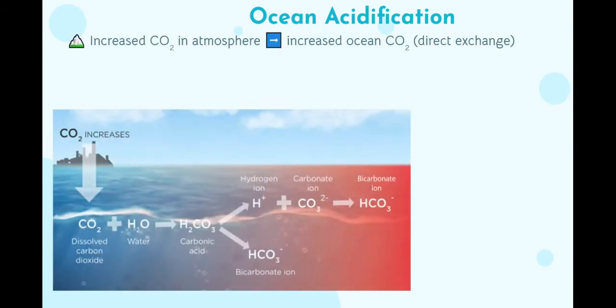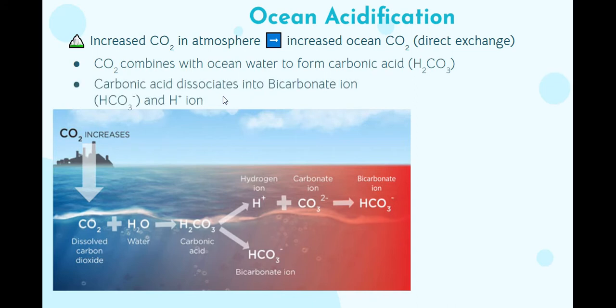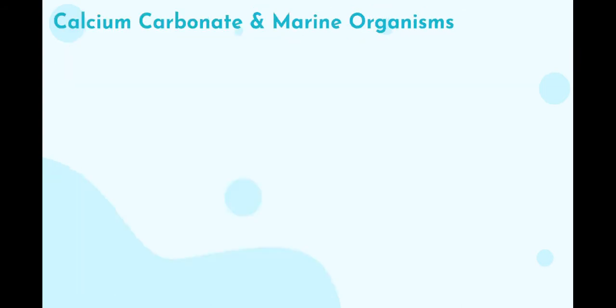So, ocean acidification. Increased CO2 in the atmosphere increases the amount of CO2 in the ocean. It's a direct exchange: more CO2 in the air, more CO2 in the water. Now, this CO2 combines with water to form carbonic acid, H2CO3. This carbonic acid can dissociate into bicarbonate ions and a hydrogen ion. These hydrogen ions will bind with carbonate to form bicarbonate ions.